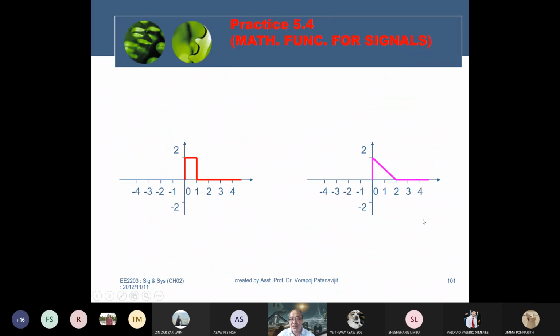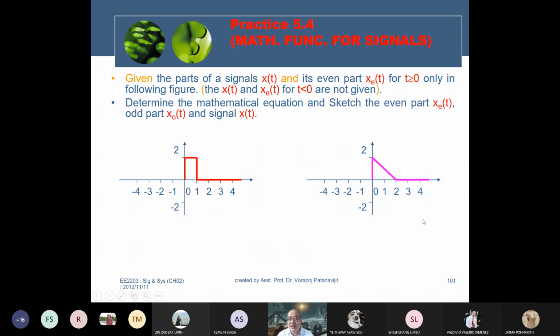Okay, next one. Determine, given the part of the signal. In this case, the objective of this question is to provide you a little bit more understanding of how to manipulate adding and subtracting of signals, and to know about the even and the odd part. Okay, the overall signal will be provided here.